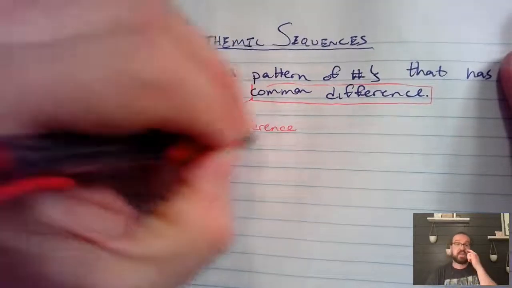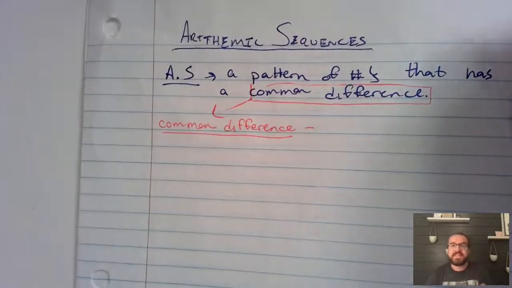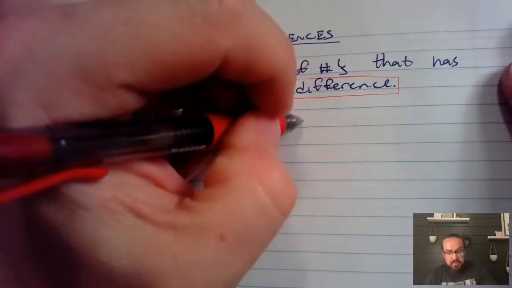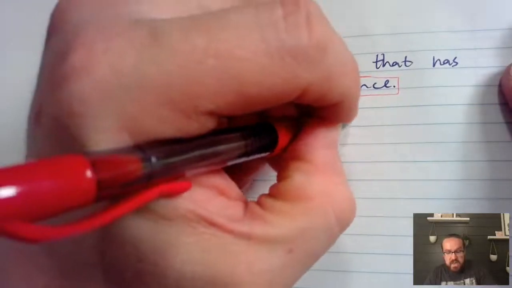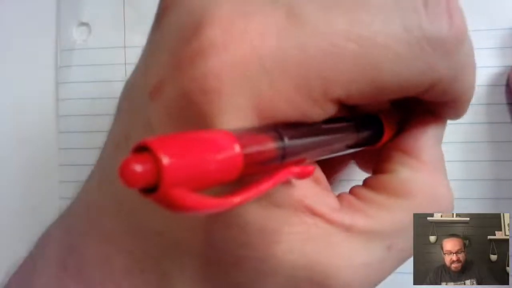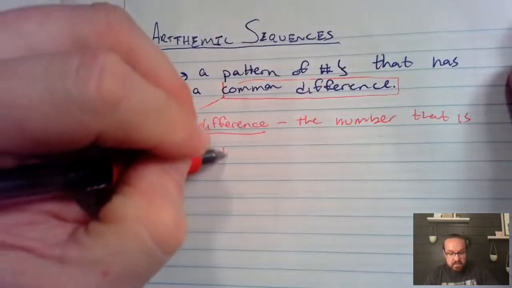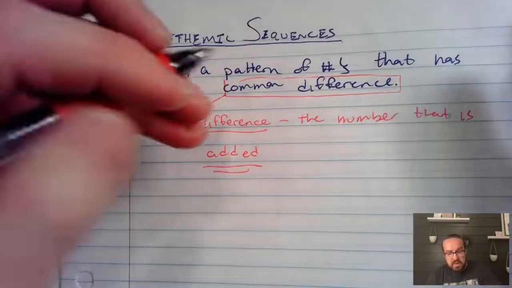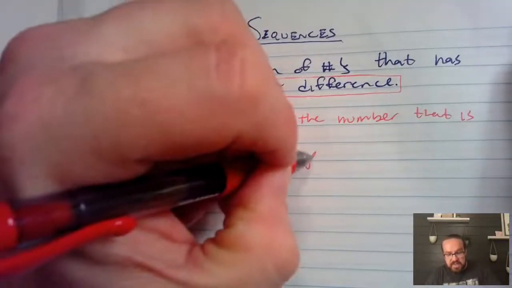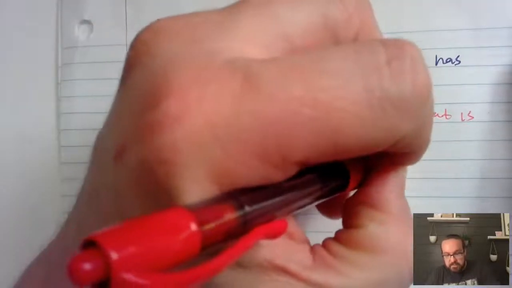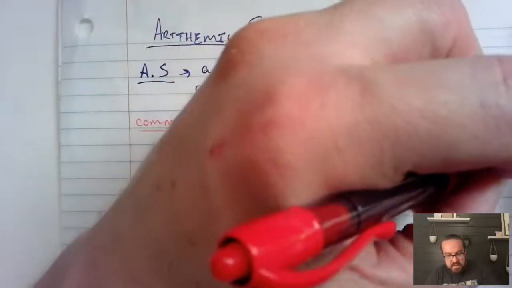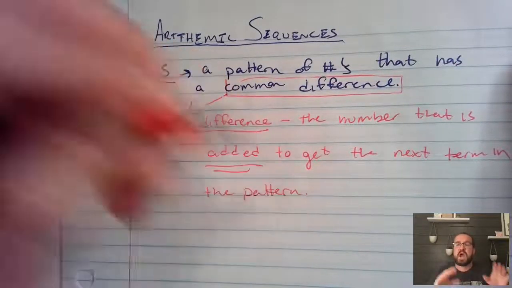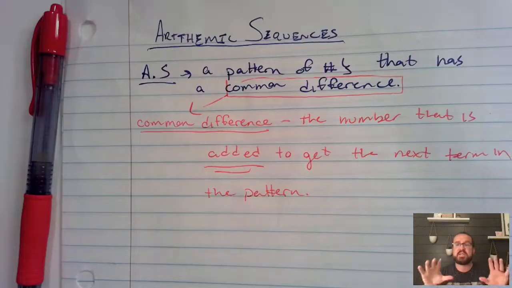is just this. It's the number that is added. That's a very important distinction. The number that is added. Could be a positive number. It could be a negative number. To get the next term in the pattern, right? So common difference is always adding, right?